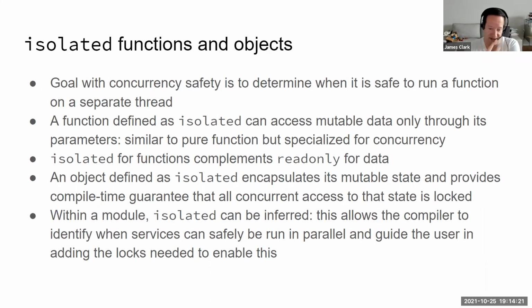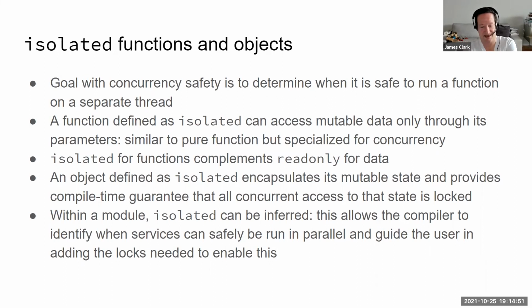And the way I think of it is that isolated for functions complements read-only for data. So functions are always read-only. You can't mutate code. I mean, you can, but we don't allow it. But a function being read-only tells you nothing very interesting about the function. What you want to know is what happens when you call the function. How will that affect mutable data? And that is what isolated does.